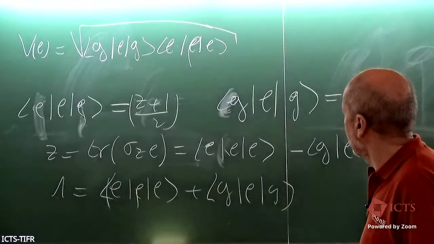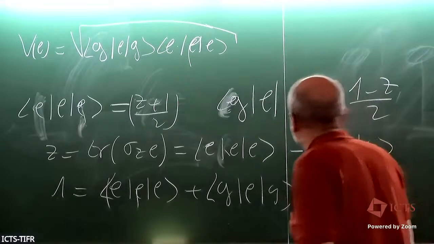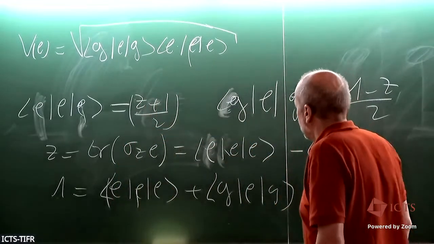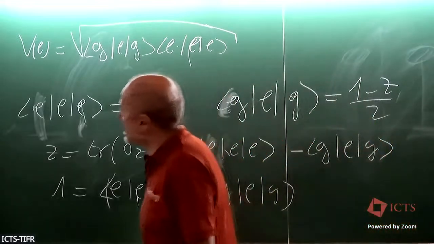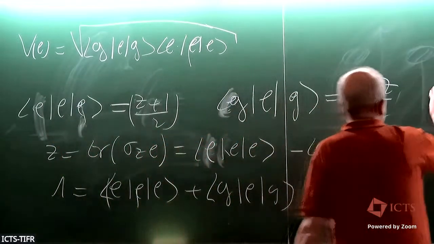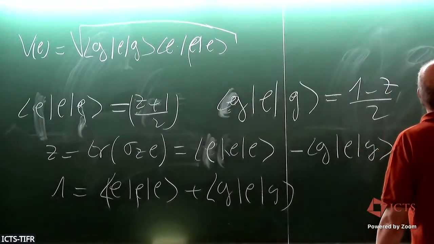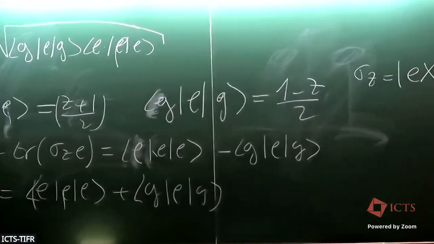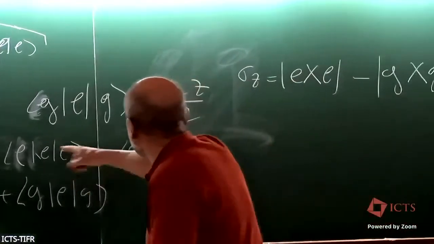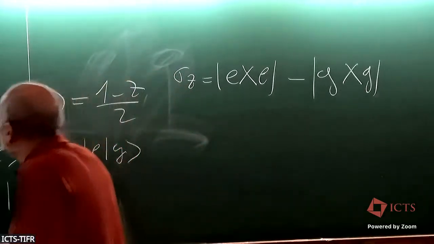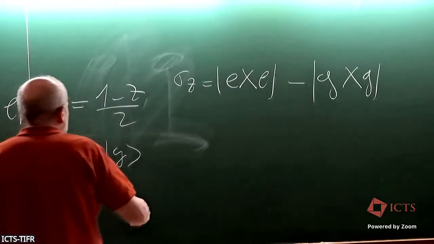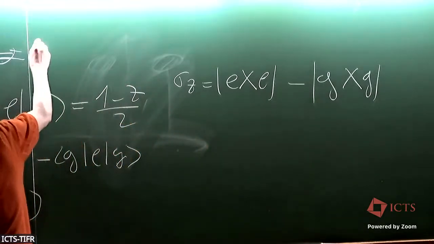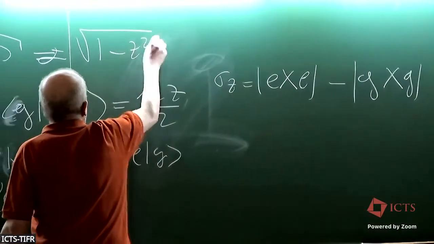Ah no, here G. No, it is E. I don't care. So I assume that sigma Z is EE minus GG. I don't care what is the first and the second one. Okay, in this case, I have this. So you see that when I take the product, I obtain something which is proportional to the square root of 1 minus Z squared. Okay?